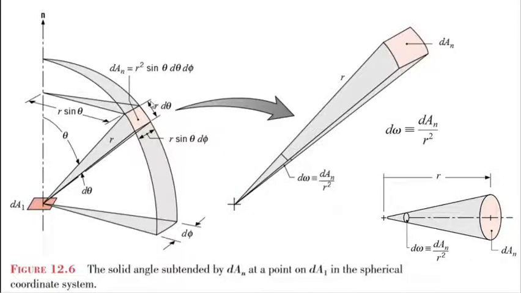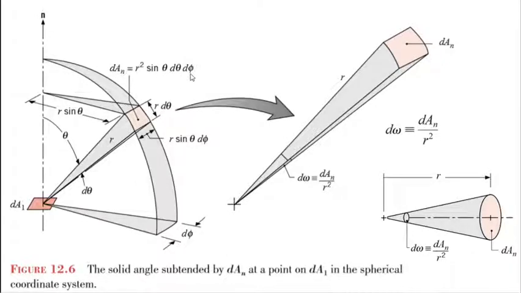Okay, so if I call this a nearly rectangular surface, this side would be r d theta, and what would be this? Because the radius is this and this is theta, this is r sine theta, and r sine theta into d phi will be this. So this is r sine theta d phi, this length, and this length is r d theta. So the product of these two will be the dAn, which is r squared sine theta d theta d phi.